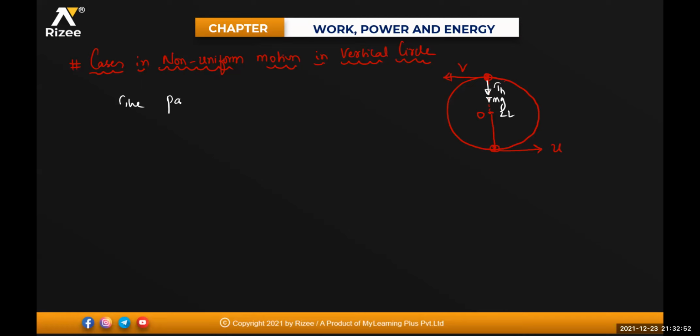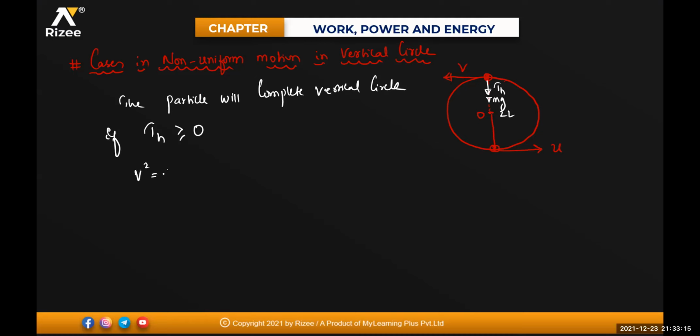The particle will complete the vertical circle if the tension at the highest position is greater than or equal to 0. Now can I get the relation between v square and u square, beta?